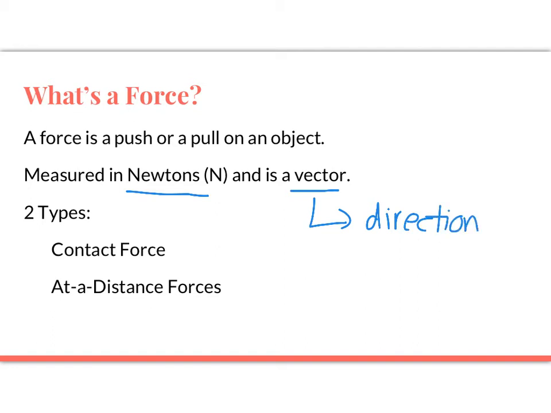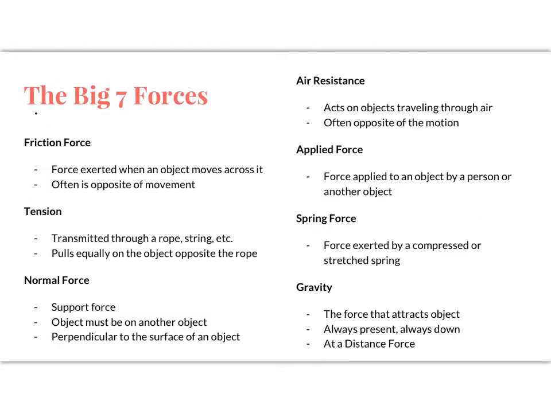So there are two main types of forces. The first one is a contact force, so two objects are touching each other, or there's an action at a distance force, like gravity. So there are about 7 forces that we will go over. Now there may be additional forces that we have different names for. However, here are the big 7 that we focus on.